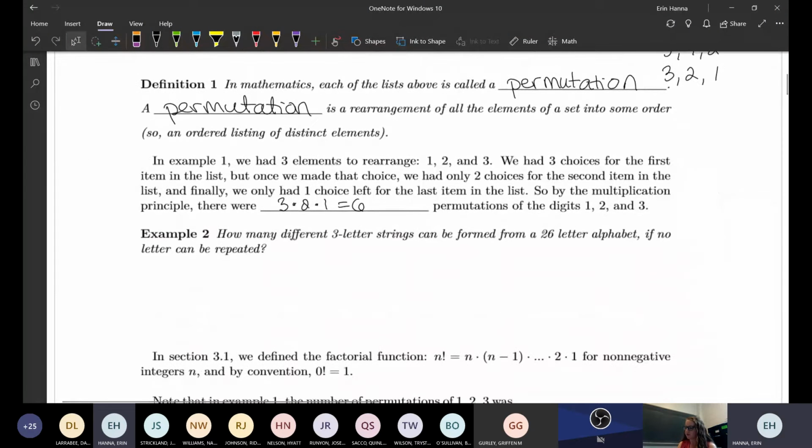But then what if I think about how many different 3-letter strings can be formed on a 26-letter alphabet if no letter can be repeated? So we've been talking about 3-letter strings a lot. But if I can repeat absolutely no letter, so they all have to be 3 completely different letters, how many different ways can I do that? Well, in my first blank, I essentially have 26 choices because I can use any letter I want. But then with the second blank, I only have 25 choices because now I can't let it be the same one as the first one. And then for the third blank, I only have 24 choices because I can't let it be the same as either of the first 2. So that would be 15,600 if you're curious. That's not really the point here.